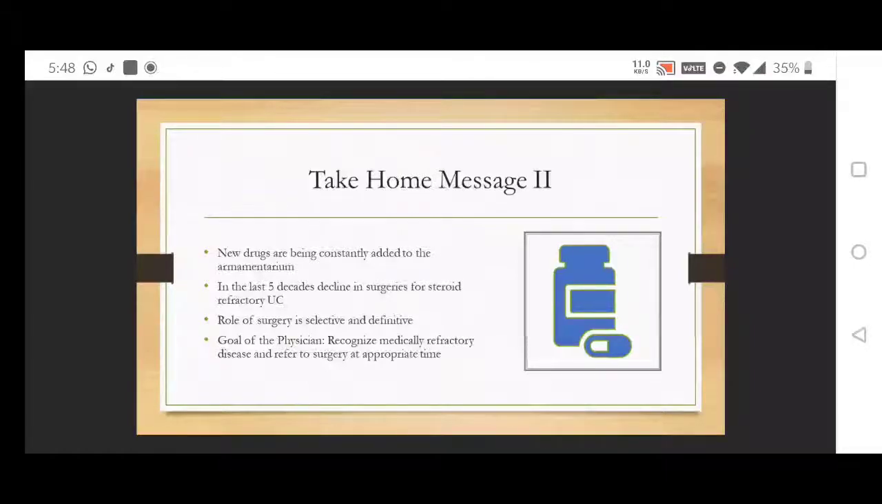In the last 5 decades, there's been a steady decline in the need for surgical intervention, but the role of surgery is selective and definitive. And the goal of the physician should be to recognize medically refractory disease and refer to the surgeon at the appropriate time.